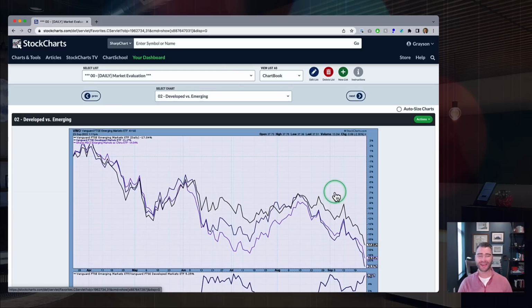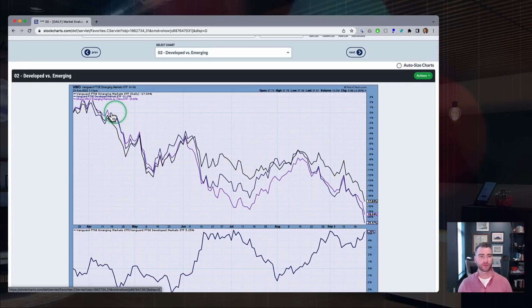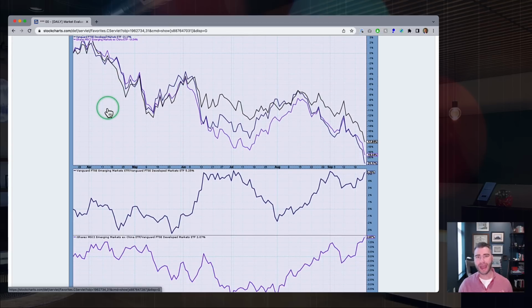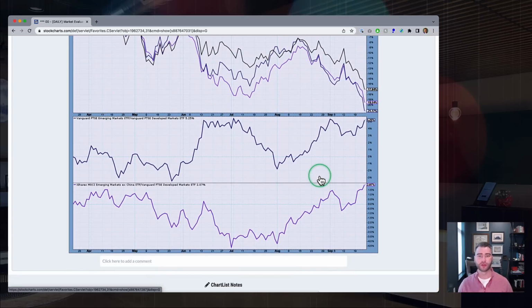Moving on, we have a look at developed versus emerging markets. Now, I do this in a couple of different flavors. Again, we've got the emerging market index in black. In blue, we've got the developed market index. And then in purple, we have an emerging market index without China. So China, obviously an outsized component of those emerging market indexes. If we strip that one out, because it is such a big component, kind of like Apple in the S&P 500, I want to basically see how the rest of the emerging markets are doing without the China effect. So we can have both of those on here as well.